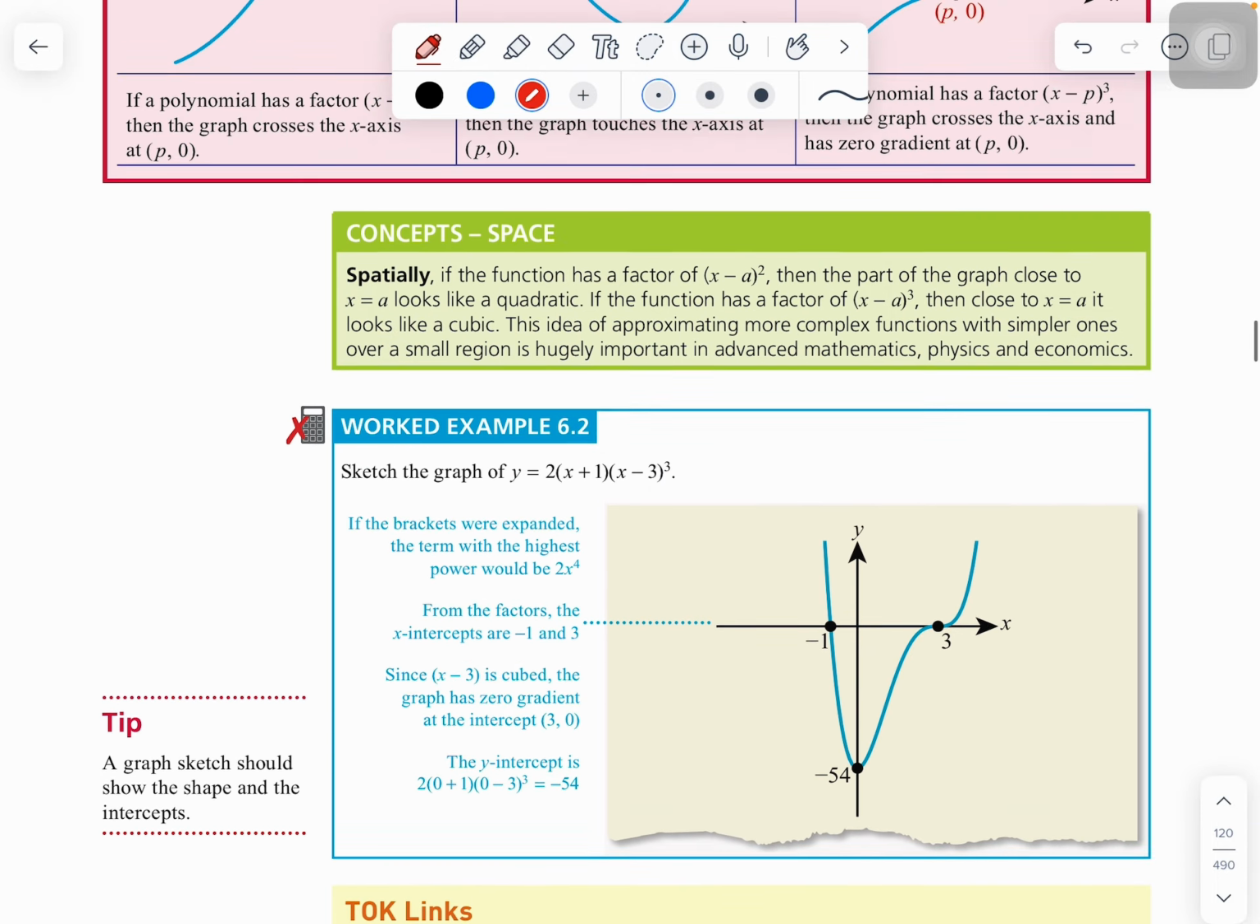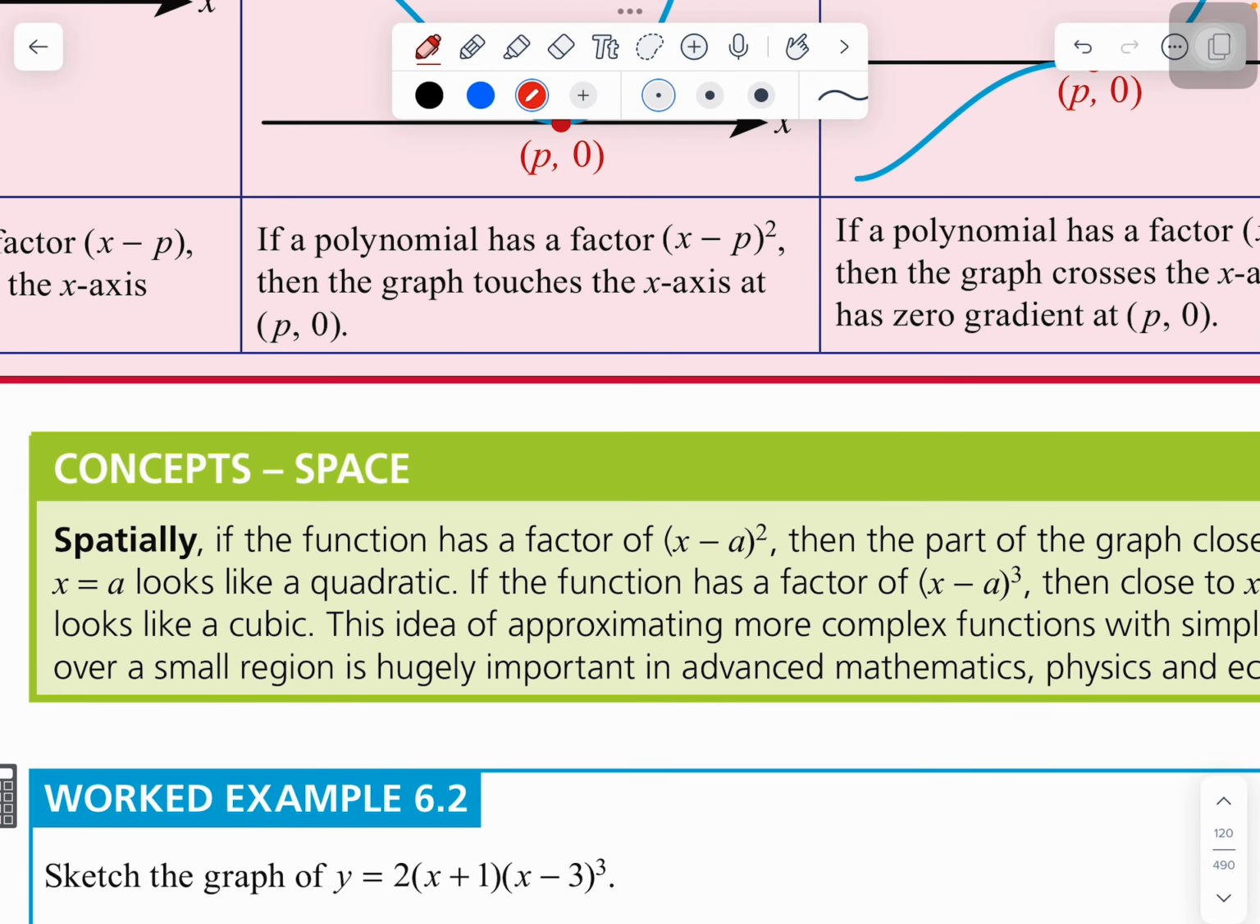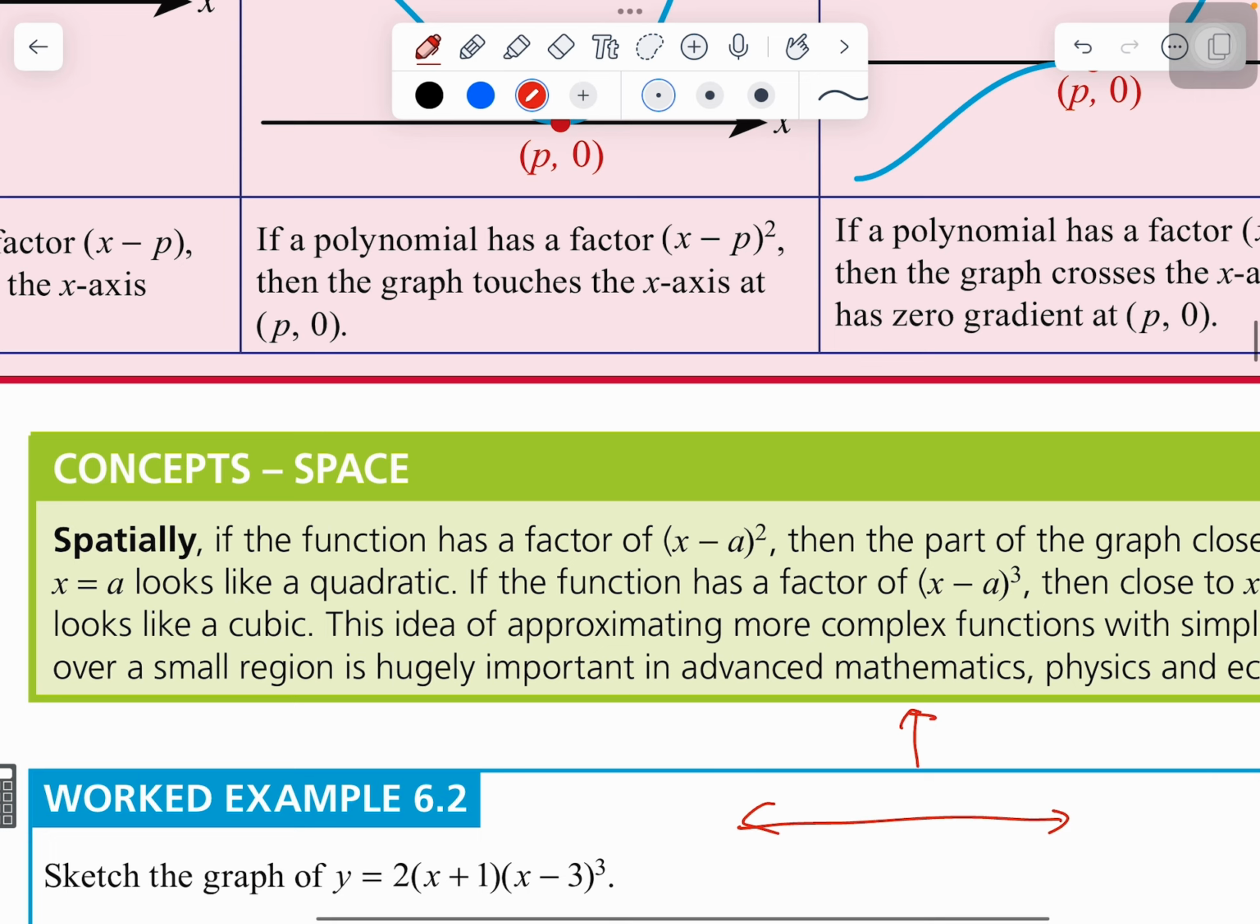So now here, negative 1 and 3. Now the leading coefficient is 2, which is positive, and the degree is 4. When you expand them, you will end up with the highest degree of 4. So the leading coefficient is positive and the degree is 4, the same side like this.